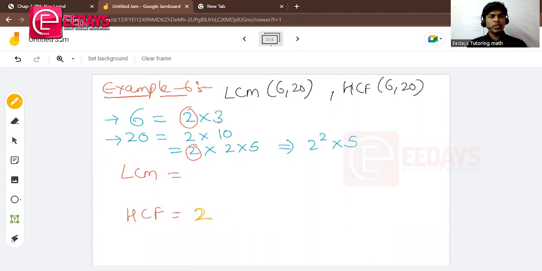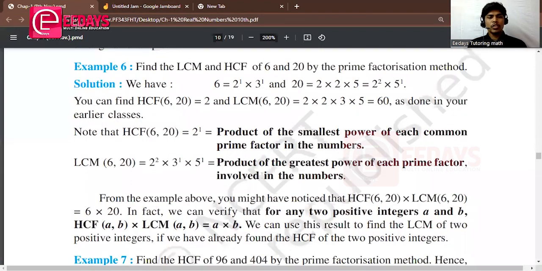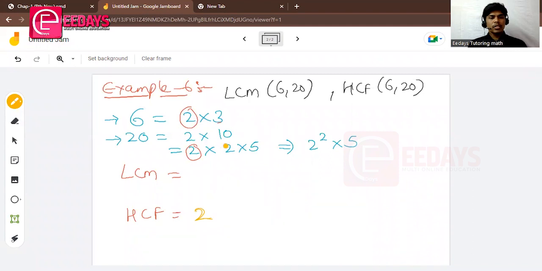Now, when it comes to LCM, you can take the greatest power. So what are the greatest powers here? In every term, here 2 square is the greatest one. Greatest is nothing but whatever the highest power you have. So you can mark this. In number 2, the greatest power is 2, so we can take it as 2 square.